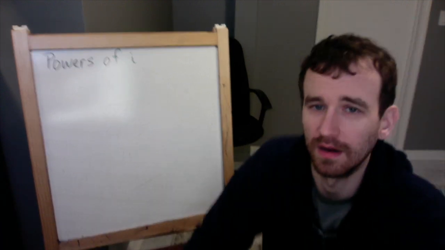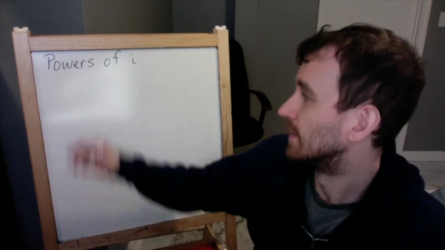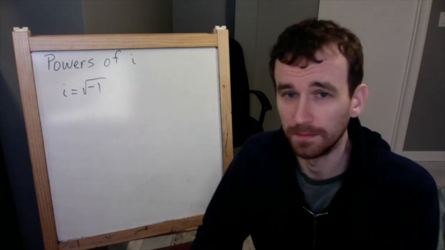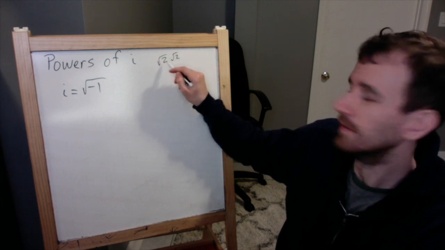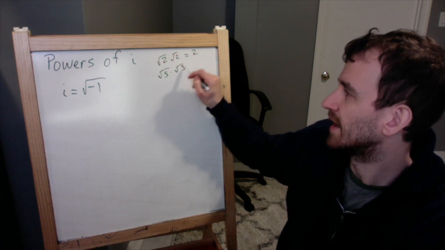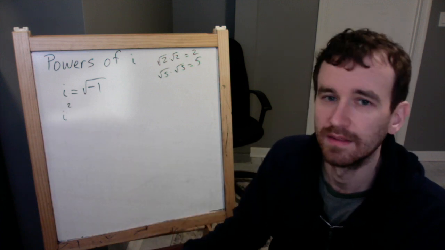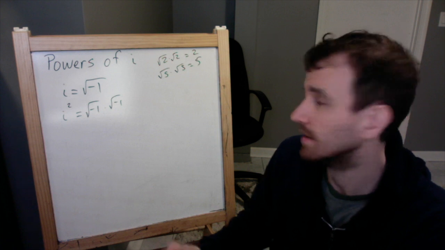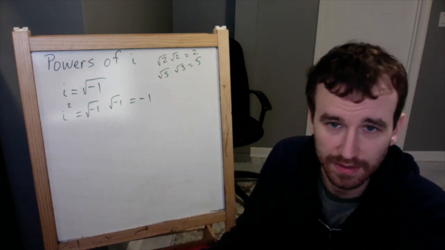Powers of i are interesting to look at because they do something kind of interesting. So we know i is the square root of negative 1. We also know from before that if you take something like root 2 times root 2, that just cancels out the radical and gets you 2. Root 5 times root 5 is just 5. So if we take i squared, that's going to be root of negative 1 times root of negative 1. That's just equal to negative 1. So i squared is negative 1.